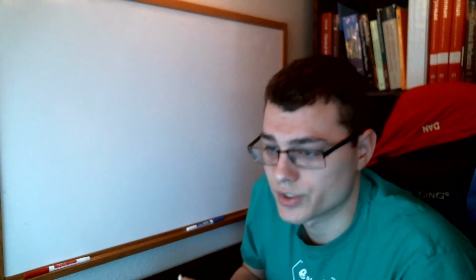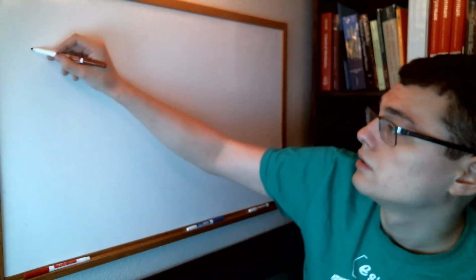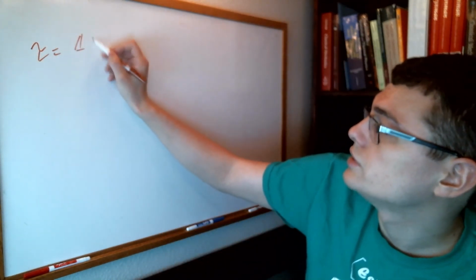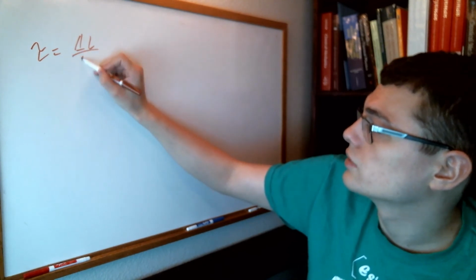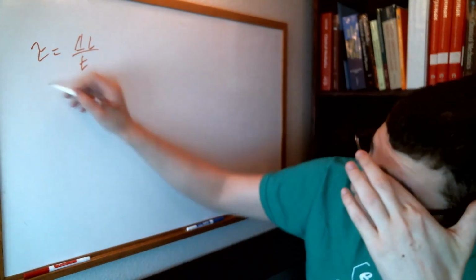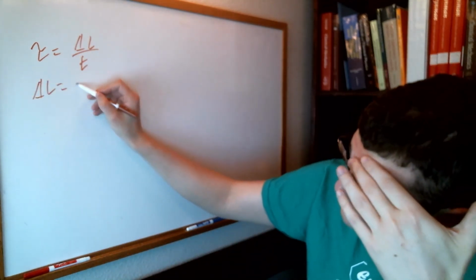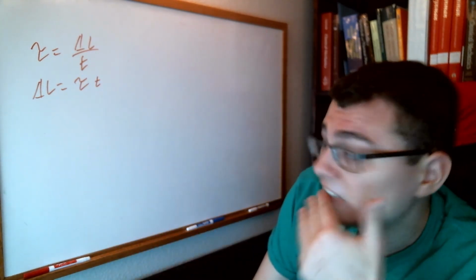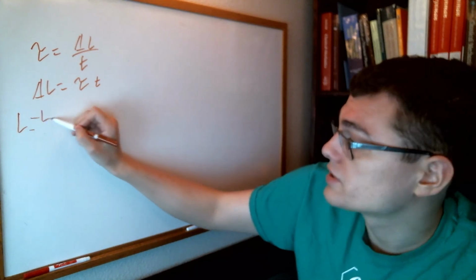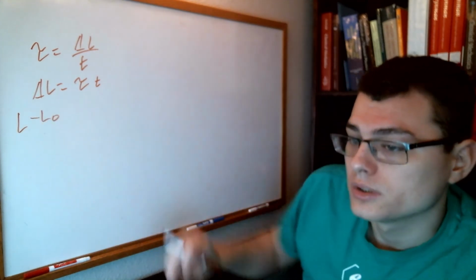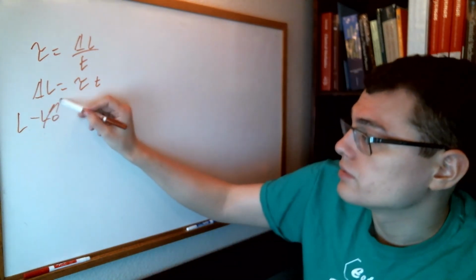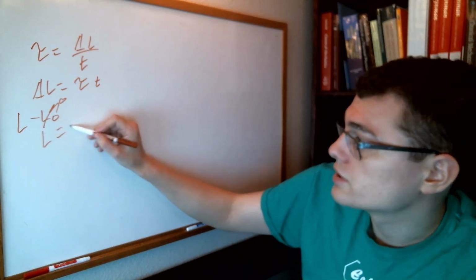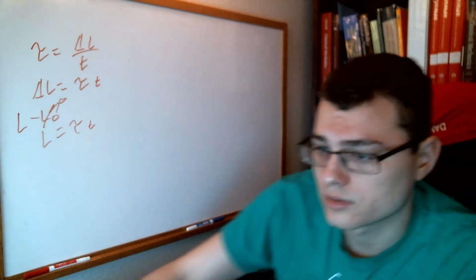and the force exerted creates a minimum torque the entire time? Okay, so just remember that torque is equal to dL over dt in this case, and so then you have dL is equal to tau dt, and then this is going to be L minus L naught. In this case, L naught is going to be 0, and so then L is equal to tau t.